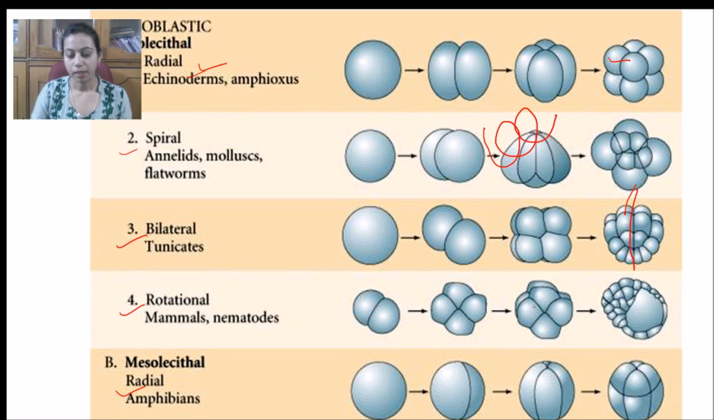So rotational cleavage is what: when it cleaves from lower to upper in the horizontal cleavage, the cell will rotate, and because of this it is known as rotational cleavage. And in mesolecithal, as in amphibians, radial type of cleavage will take place, but while dividing in the horizontal plane, it will be shifted toward the animal side.